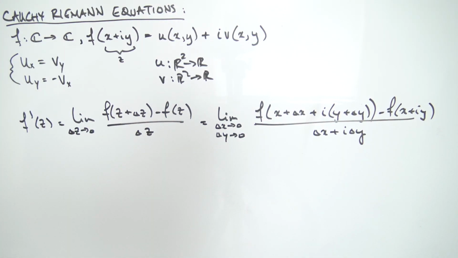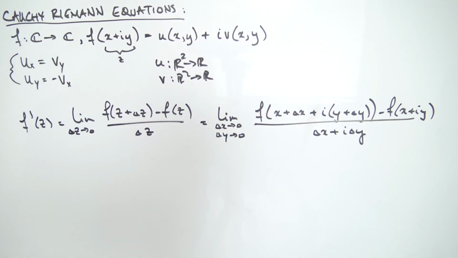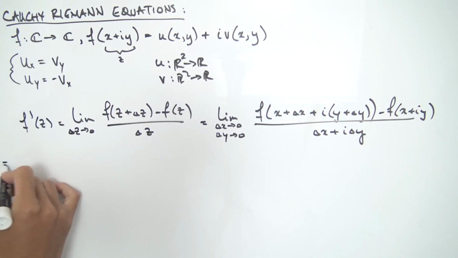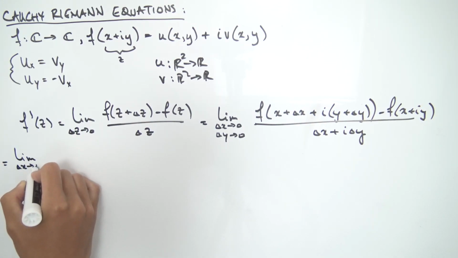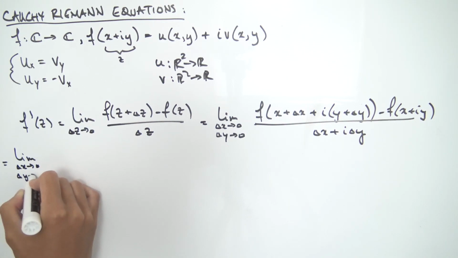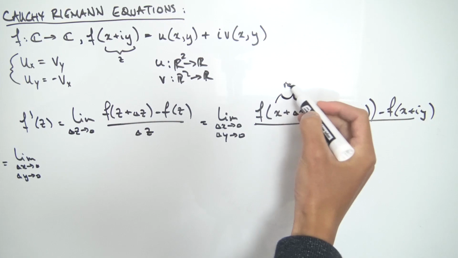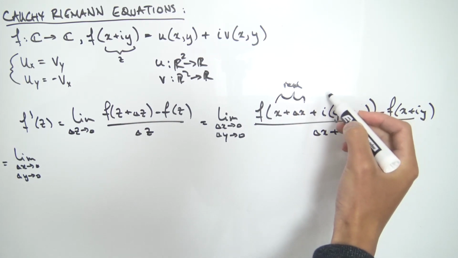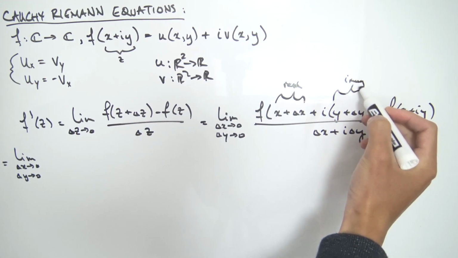Alright, and here what I want to do is replace f of z in terms of its real and imaginary parts, in terms of the functions u and v. And if we do that, we are going to get the limit as delta x approaches 0 and delta y approaches 0 of, now we have the real part. This is the real part of z, and then we also have this over here. That's the imaginary part of z.